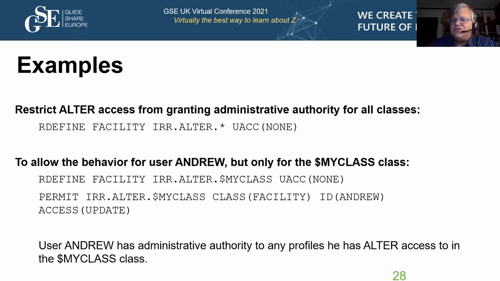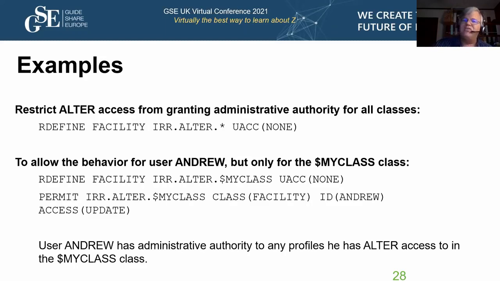Now, one of the things this means you can do is, if you want to give a particular user the ability to have alter authority, still with that administrative meaning, in a particular class, you can do that. Let's say you define that irr.alter.splat profile with the UAC of none. Boom, I've just turned it off for everybody. But let's say I've got a guy named Andrew, nice guy, trustworthy gentleman. We still want him to have alter authority, meaning he has administrative authority over that discrete profile, but only in a particular class. In this case, we call it $my class, could be any class.